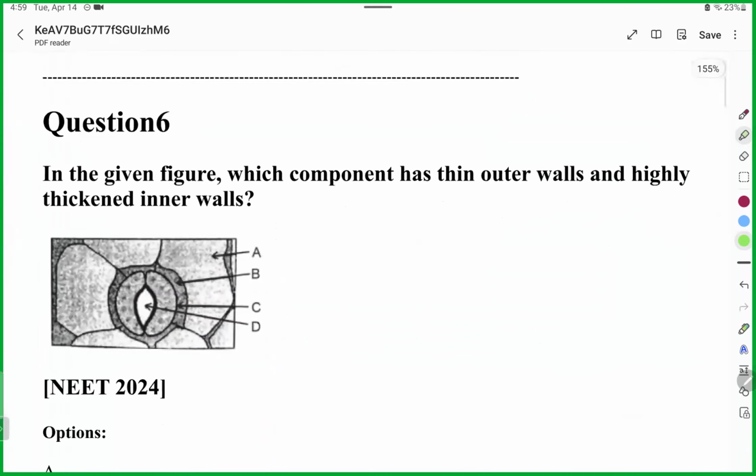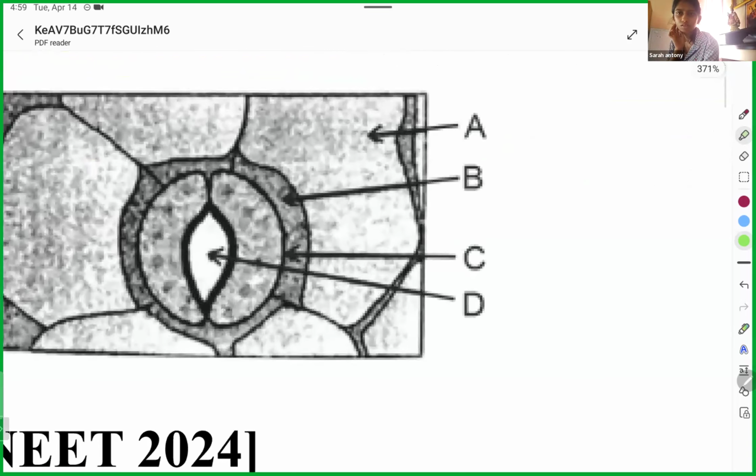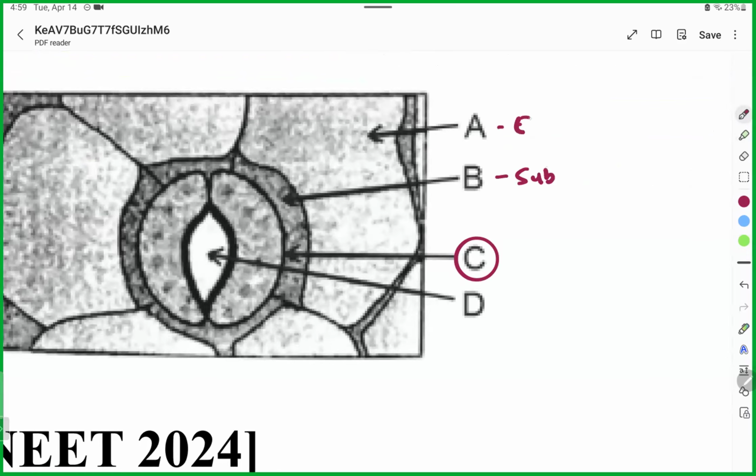Next, Sarah. What is ABCD? Which component has a thin outer layer and a highly thick inner wall? Which structure? Guard cell. Which is the guard cell? C. Yes, C, correct. C is the guard cell. B is the subsidiary cell. A is the epidermal cell. And this is the stomatal pore. This is the guard cell.